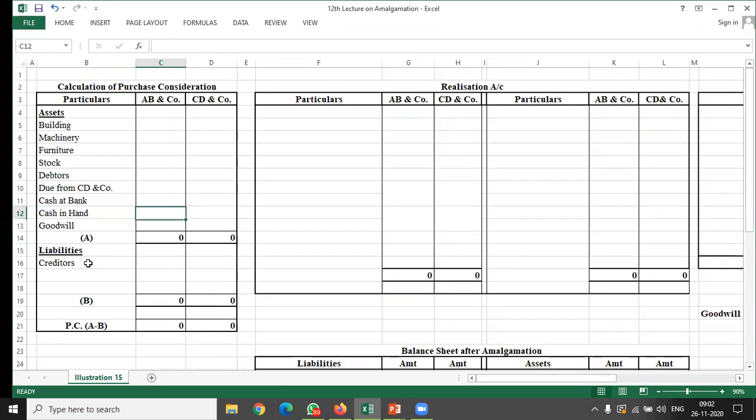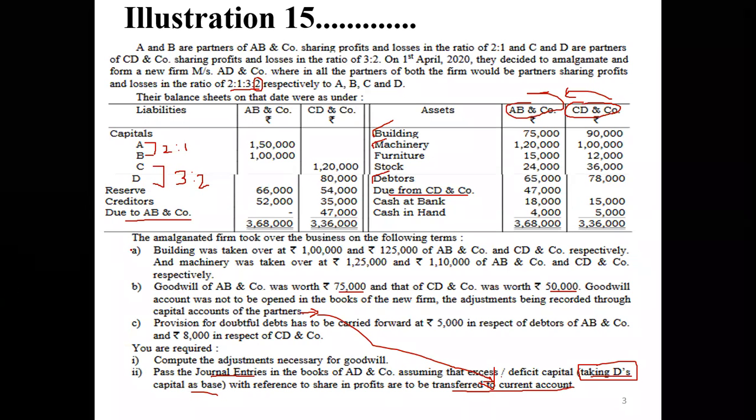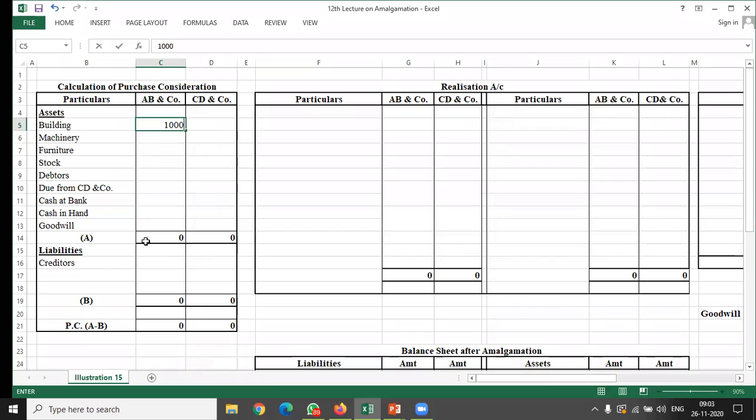So let's write down the value of each and every item. Adjustment number 1 gives the new value of building and machinery. So we have the value of building: 1 lakh and 1,25,000.